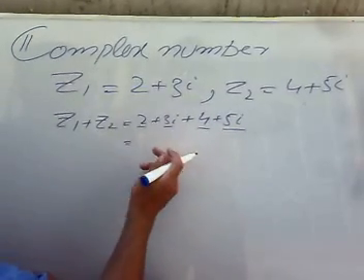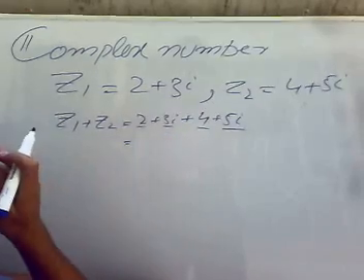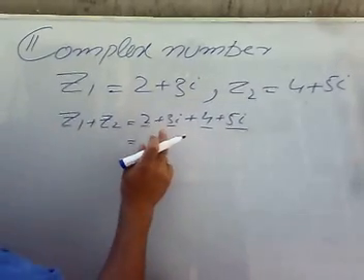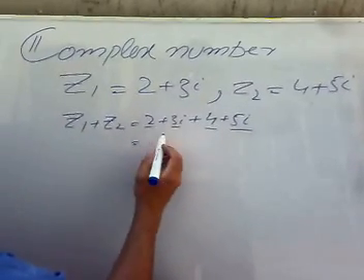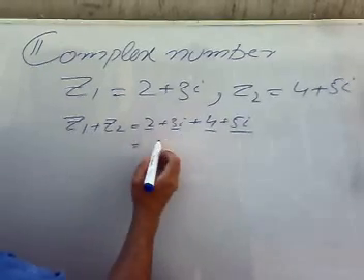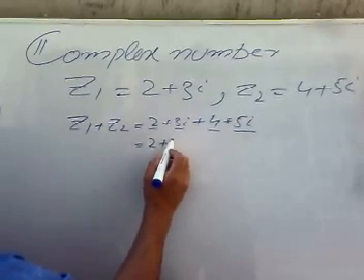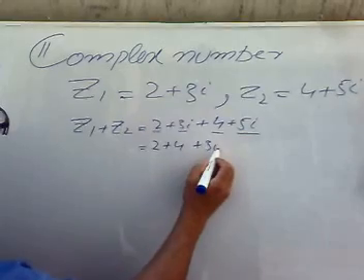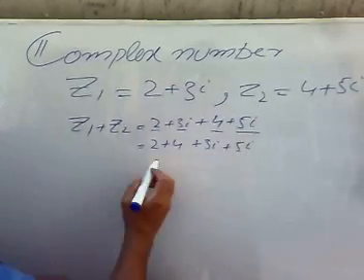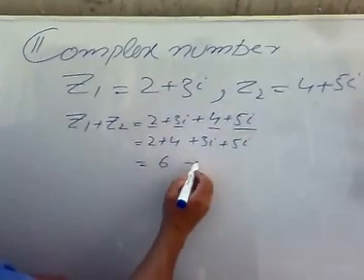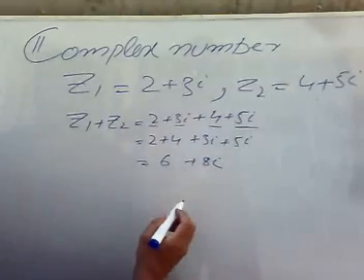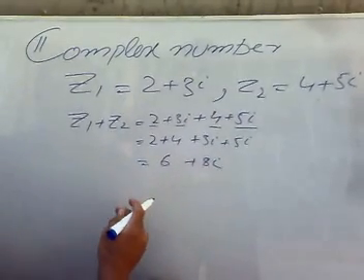In addition, it's very simple. Let's just add the real part to the real part and the imaginary part to the imaginary part. If we separate the real and imaginary parts, it will be 2 plus 4 plus 3 iota plus 5 iota. So it would be 6 plus 8 iota. So this is actually the answer.